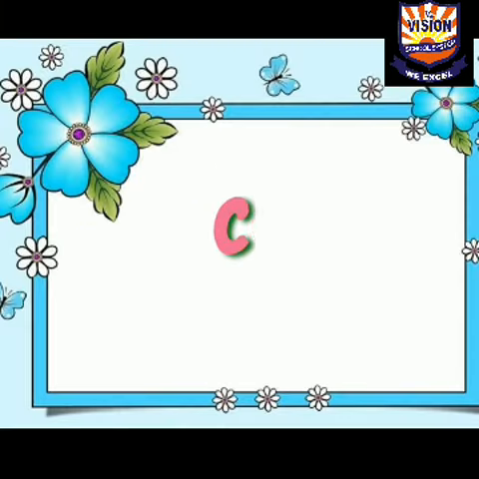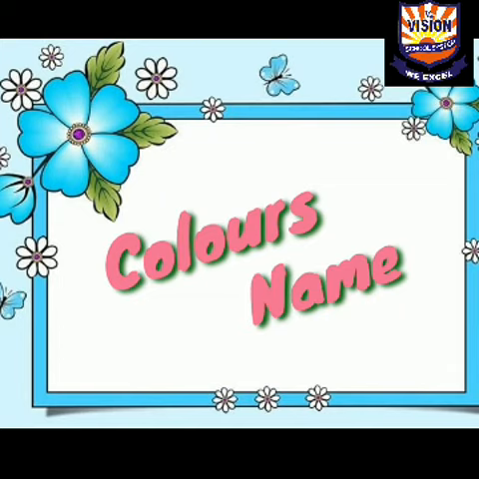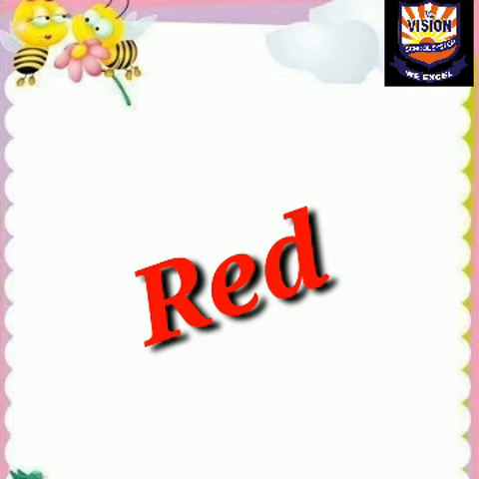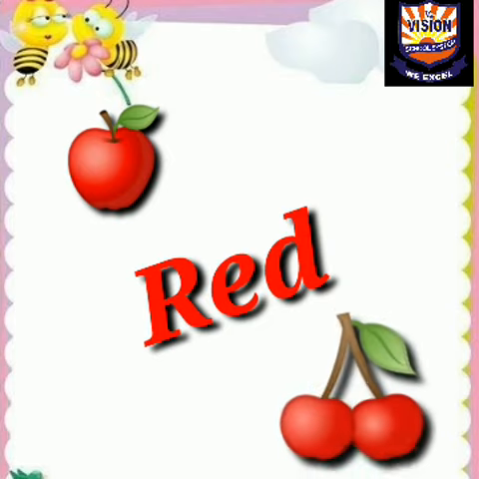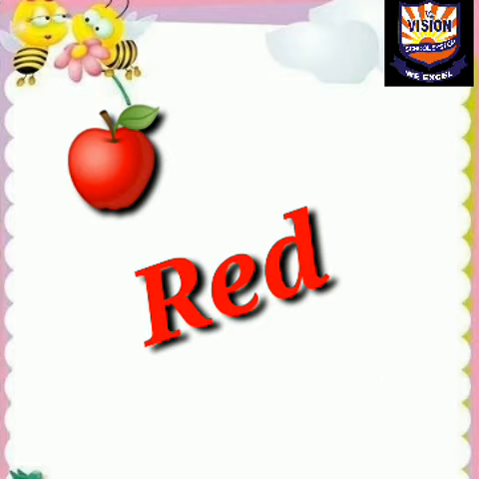Today we are going to learn about colors name. Let's learn. The first color is red. R-E-D, red. It is an apple. Apple has red color. These are cherries.